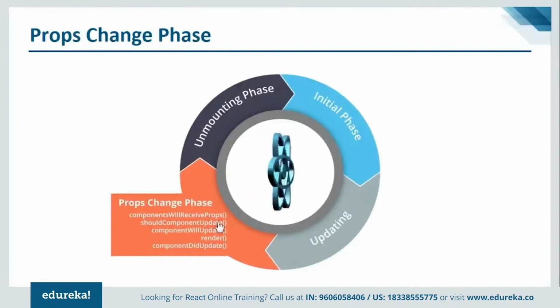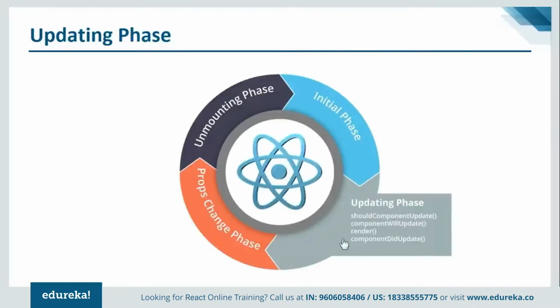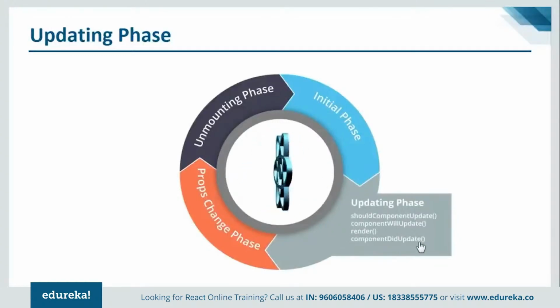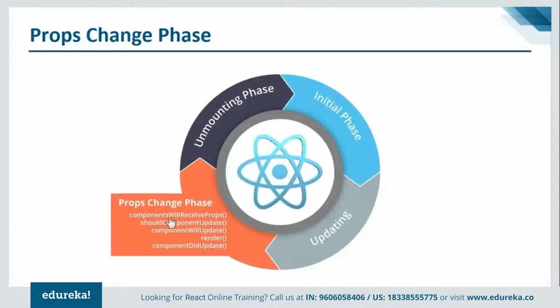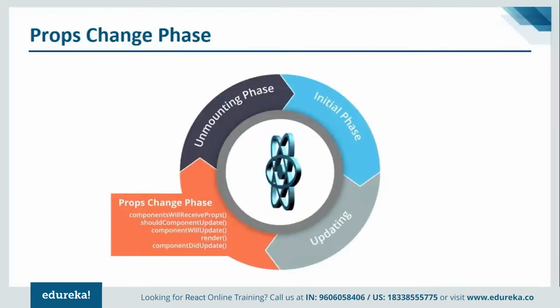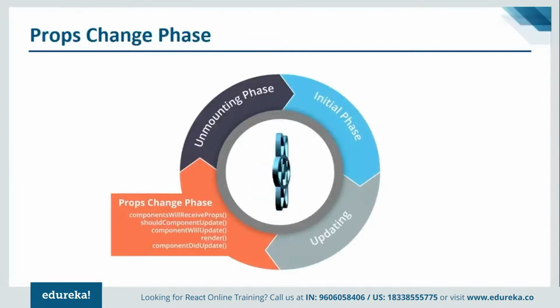If you want to compare, we can go back to the previous slide and you can see we have the shouldComponentUpdate method, componentWillUpdate method, render method and componentDidUpdate method. And in the next phase we have shouldComponentUpdate, componentWillUpdate, render and componentDidUpdate. So here only this method is new. Now this method receives one argument and this argument contains the new prop value that is about to be assigned. The rest of the lifecycle methods behave identically to the methods which we saw in the previous phase. So this is how the props change phase is completed.